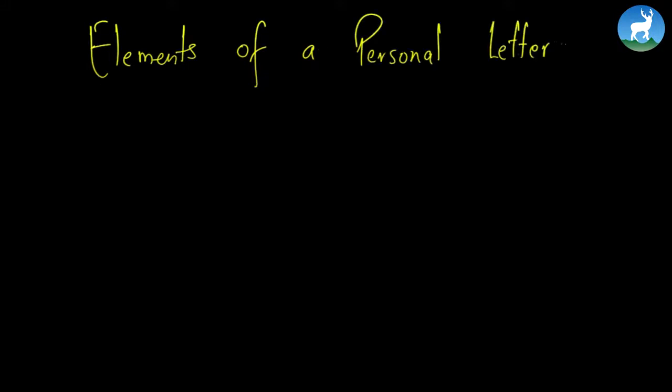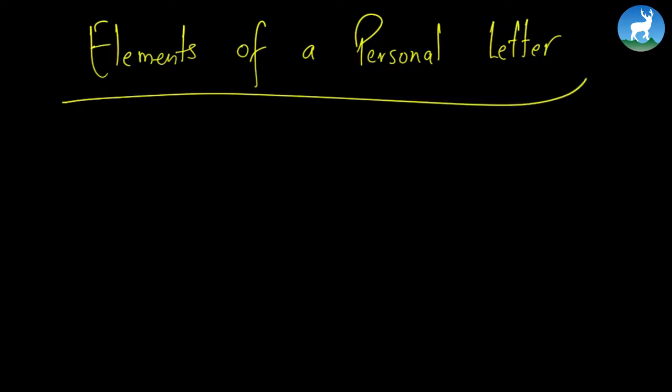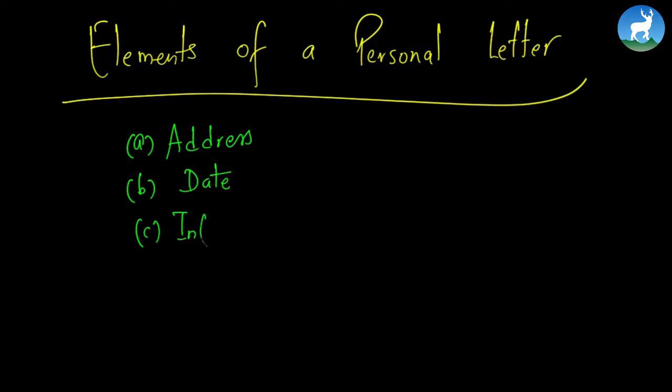So let's revise. What are the elements of a personal letter? What are the elements that are used? Elements of a personal, not letters, but letter. So let's learn about the elements of a personal letter. The first one is basically the address, written on the right hand side, top. Below that you should write the date. After that you should write an informal salutation. You can write Dear Tulsi, how are you?